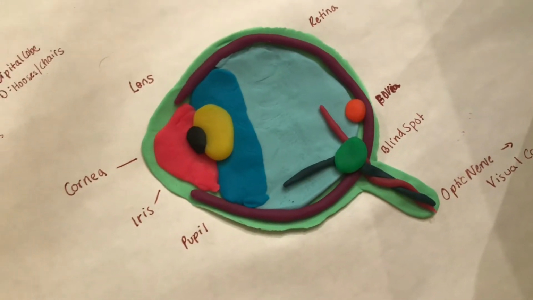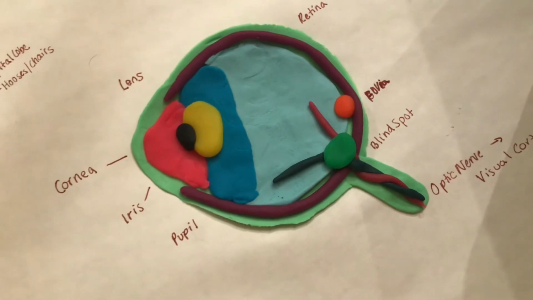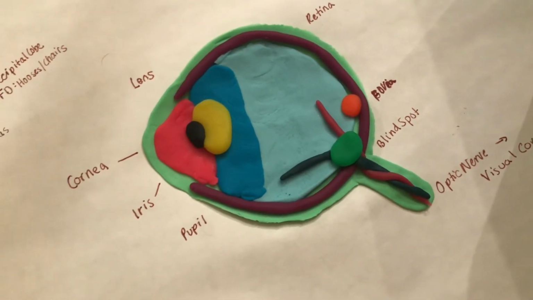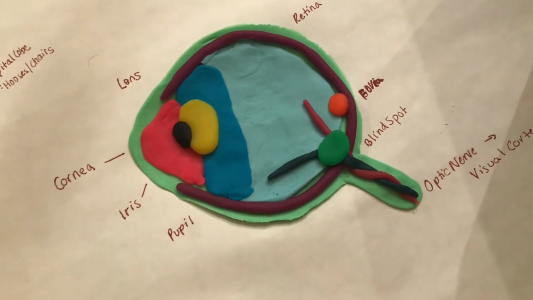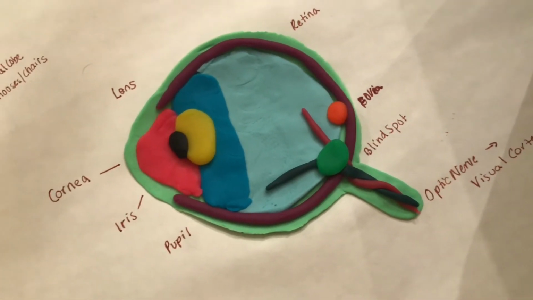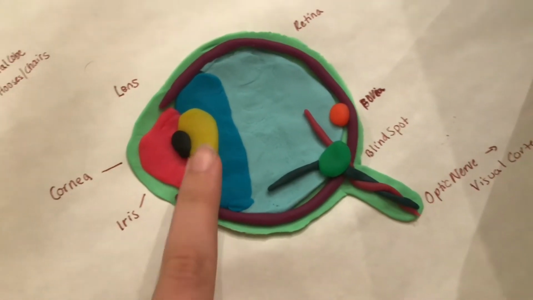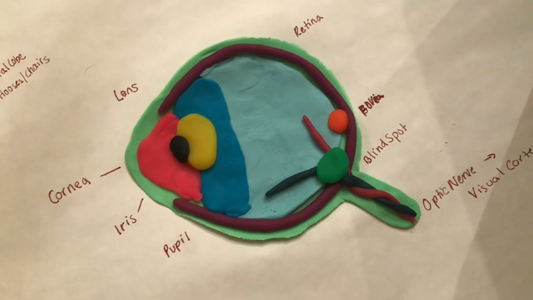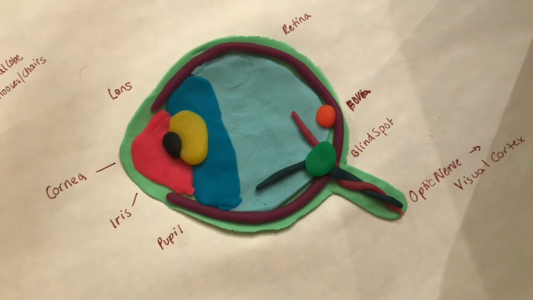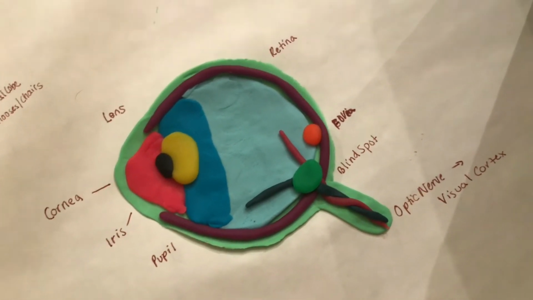This controls the amount of light that's let into the eye, and it's surrounded by the iris, which is usually the colorful part of an eye. It contracts and expands with its muscles to change the size of the pupil, and it lets more or less light into the eye. Then we have the lens, which is represented by this yellow right here. The lens fine-tunes focusing of the light, and it lets it into the eye and onto the retina.